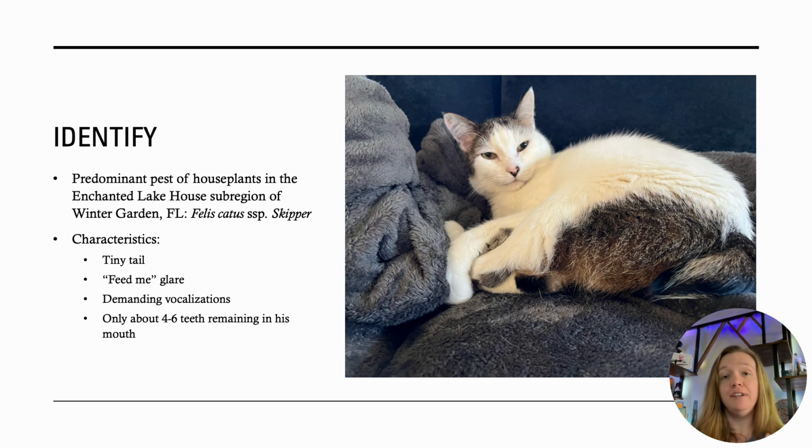You also might see a feed me glare. He's very food motivated, so that glare comes up very often. He also accompanies that glare with demanding vocalizations, yelling at you, meowing very loudly. You'll know when you hear it. Last but not least, and this is very key in identifying his effects on houseplants, he only has about 4 to 6 remaining teeth in his mouth. You'll see some photos later on of what that can look like on your houseplants.